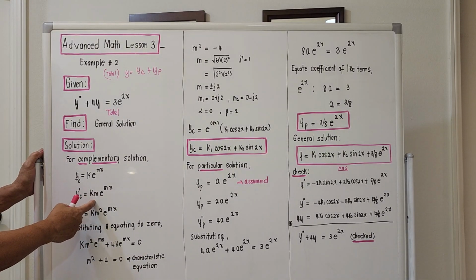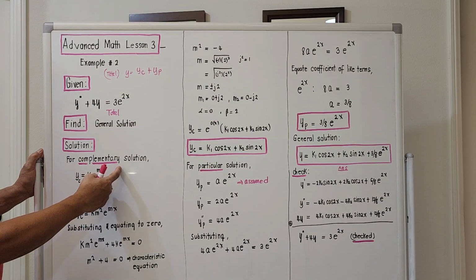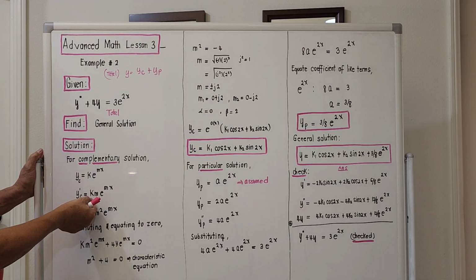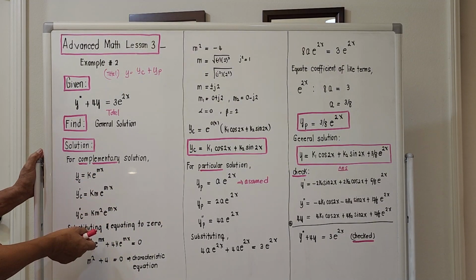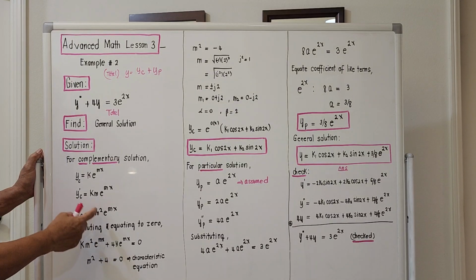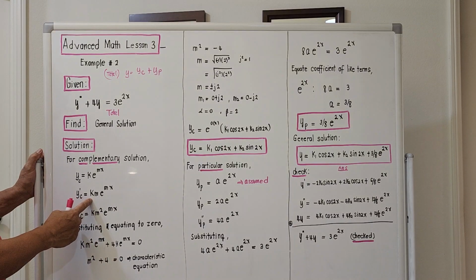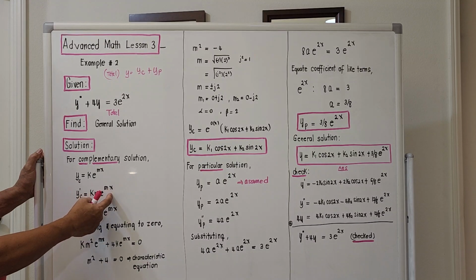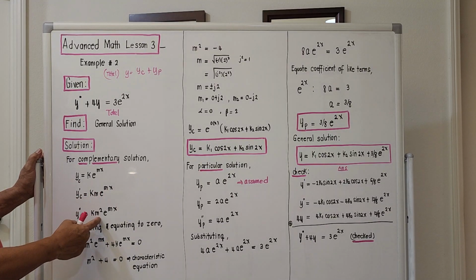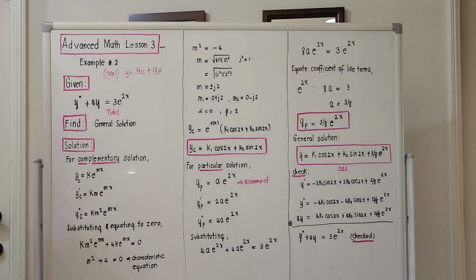There is an m over here because the differential of the exponent is actually m times 1. M times 1 is m times k, that will be km. For the y double prime, it's a km squared because we will multiply km by m again. So what comes out will be a km squared e raised to mx. Okay?